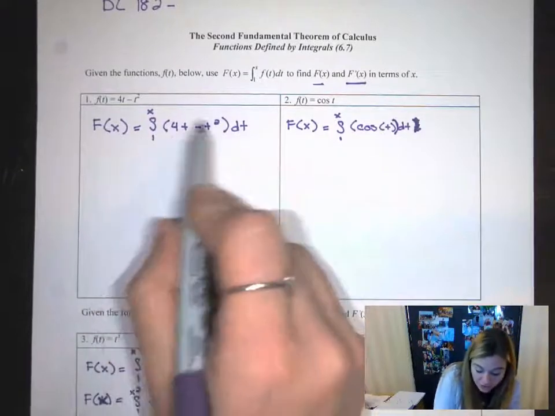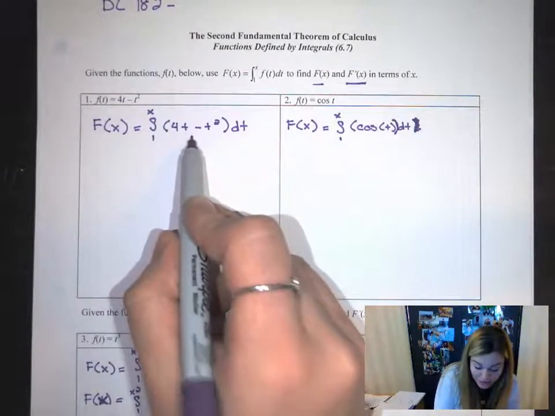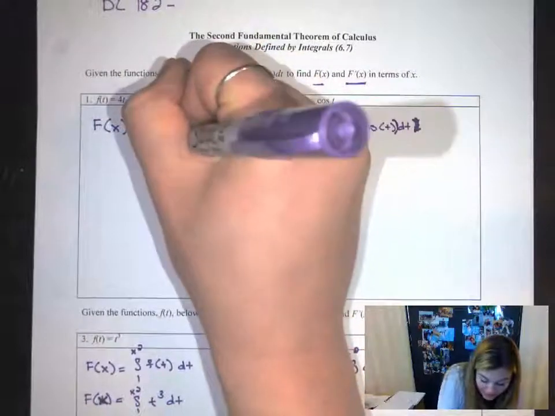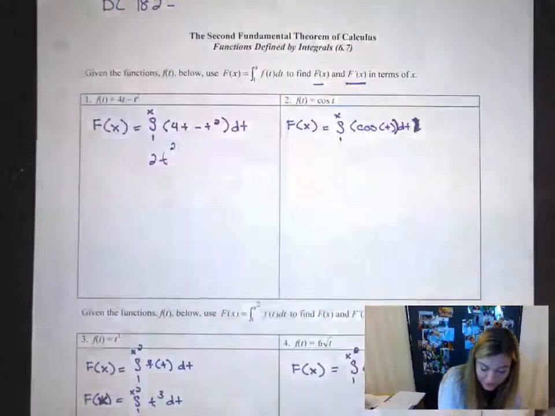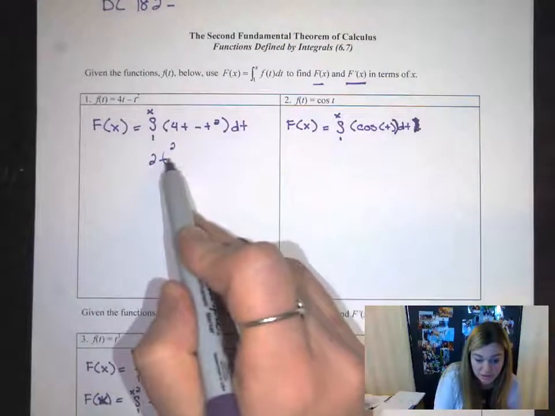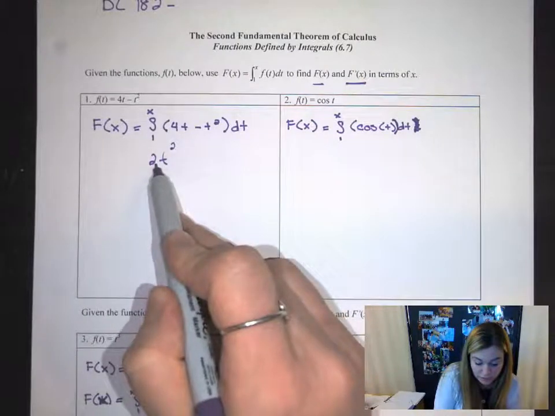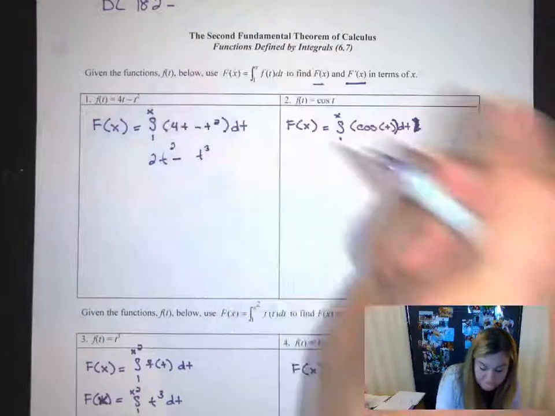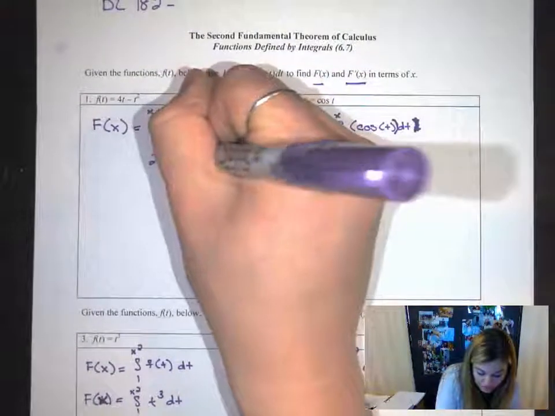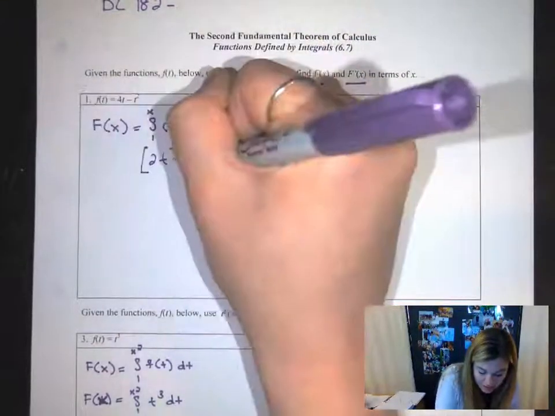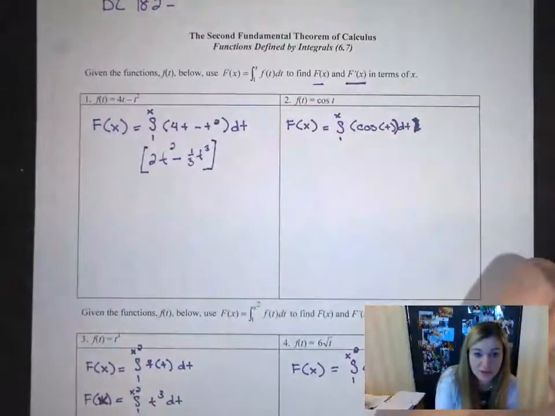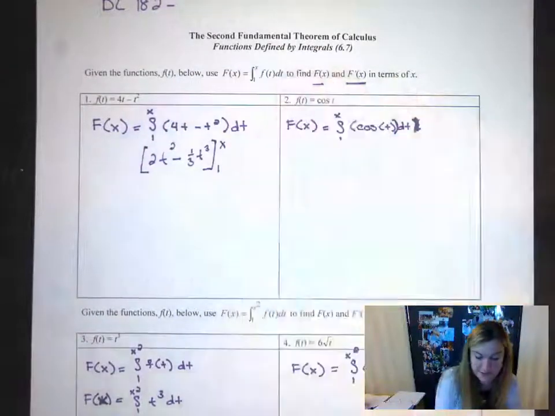So over here, this business, I'm going to rewrite this. I'm going to add 1 to the exponent, divide by my new exponent. So 4 divided by 2 would be 2. I'm just taking the antiderivative. And if I check myself just to make sure I get the right derivative, 2 times 2 is 4, 4t, yep, I'm good. Over here, I'm going to add 1 to the exponent, divide, okay? And I know that anytime I do this, when I take the antiderivative, I have to do F of b minus F of a, so I'm doing 1 to x.